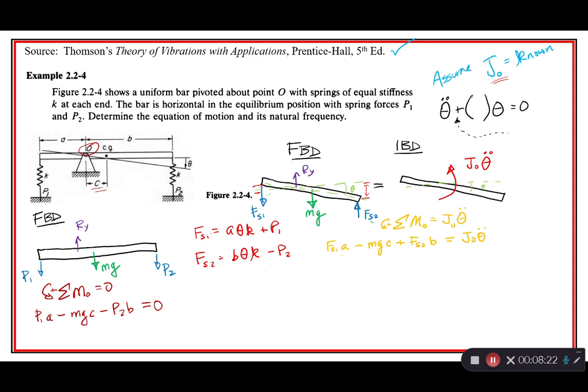And now we can replace some of the stuff that we had over here. So I'm going to go to distributed. I'm going to A squared theta K, right? Because the A times this FS1 is at the top, plus P1A minus MGC, and then plus B squared theta K minus P2B equals JO theta double dot.